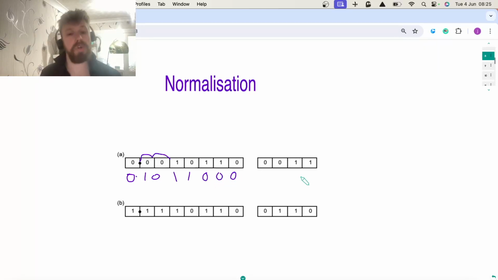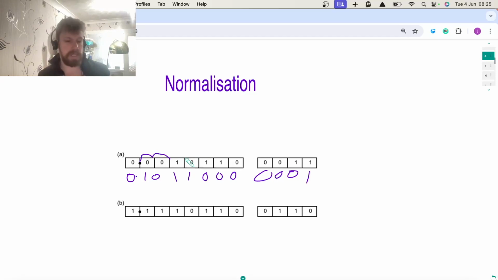Now I've moved it 2 places, so I need to subtract 2 away from my exponent because I've made the mantissa bigger. So I need to counteract that with the exponent and make that smaller. So that's 3. So I subtract 2 from that. So then that is going to be 0, 0, 1. So move the decimal point.